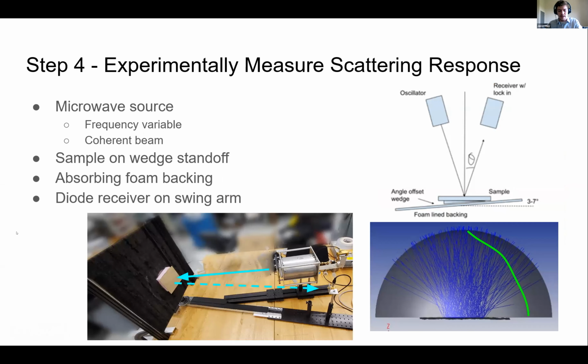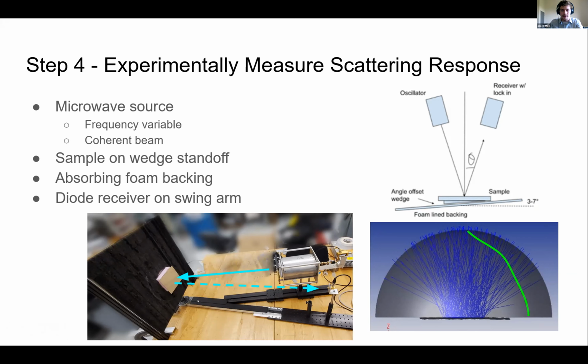So once the surfaces are made, we want to experimentally measure the scattering. So we do that by using a microwave source, imaged here on the bottom. It's a Gunn oscillator. We can change the frequency between roughly 75 and 110 gigahertz or so. And it shines a coherent beam at our sample. This is a 6-inch by 6-inch. This was just a flat aluminum plate that I was using at the time. And the scattered beam bounces back and it hits this diode receiver, which is sent off to a lock-in.